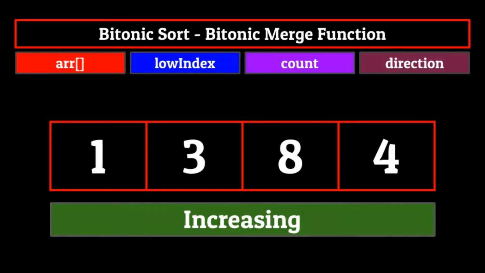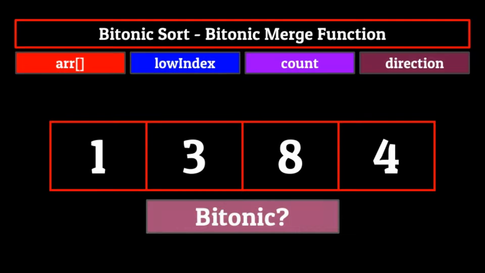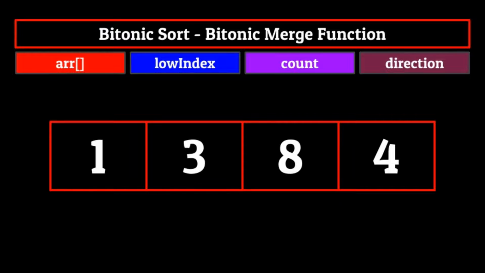But wait, 1, 3, 8, 4 is not an increasing Bitonic sequence, unless the rules of numbers have changed in the past few weeks. So what gives? Well, like I said, when this process concludes, the merging of the two sequences isn't always guaranteed to give us a correct Bitonic sequence. Now what it does do is get the list into a state in which we can recursively call Bitonic merge on both halves of the list, and eventually get into a correct Bitonic sequence.